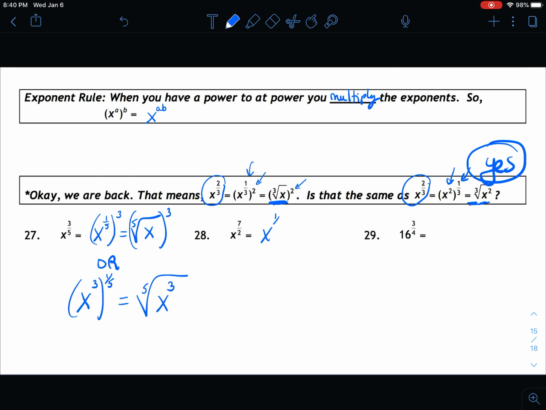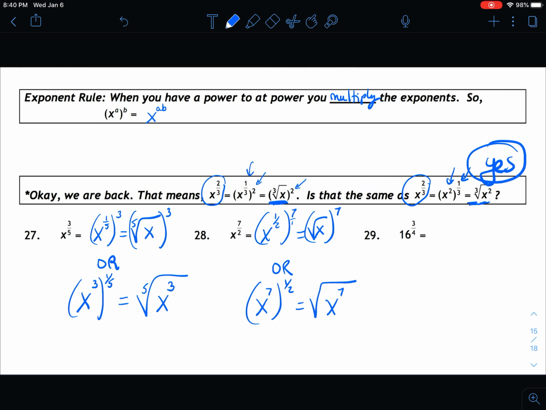This one is x to the 1/2 raised to the 7th. Because 1/2 times 7, remember that's 7 over 1. You multiply numerators, denominators, and you get 7/2. So that's the square root of x raised to the 7th power, or x to the 7th raised to the 1/2. Okay, we're taking the square root of what? Of x to the 7th.